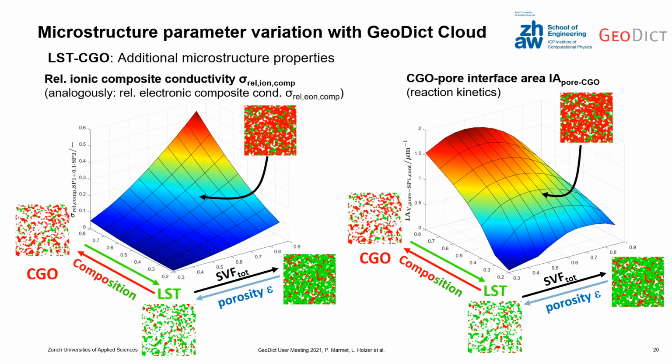These are the corresponding decisive microstructure parameters for the LST ZHAW system. Here we have the relative ionic composite conductivity. And here we have the interface area of the ZHAW pore interface, which is important for the kinetics. This interface area is the larger, the more ZHAW we have, and has its maximum at about a porosity of 50%.